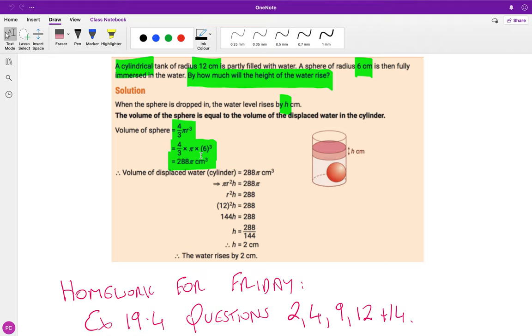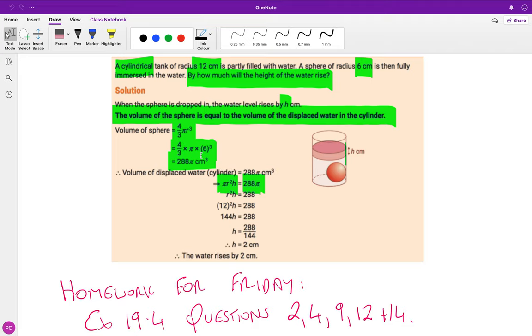Okay, so the volume of a cylinder is going to be pi r squared h. And we let that equal the volume of the sphere, because the volume of the sphere is equal to the volume of the displaced water in the cylinder. Basically, the amount the water goes up by is the same as the volume of the sphere. So we say, right, the volume of the sphere was 288 pi, and we're going to work out how much the cylinder went up by.